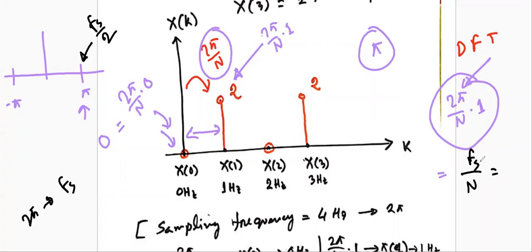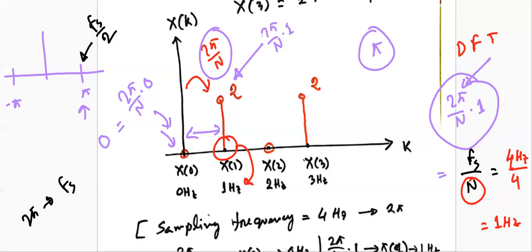What is the value of Fs for this example? 4 hertz, isn't it? 4 hertz. And what is the value of capital N? That is 4. So then we can say that is 4 by 4, that is 1 hertz. So this point represents 1 hertz.